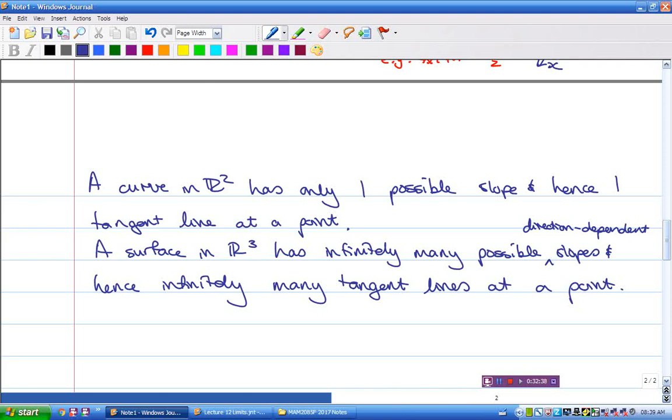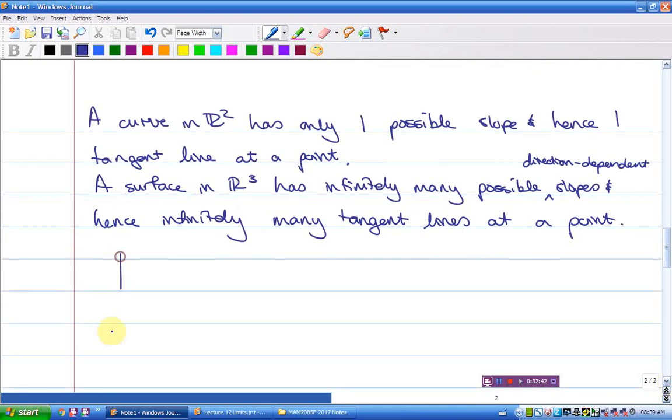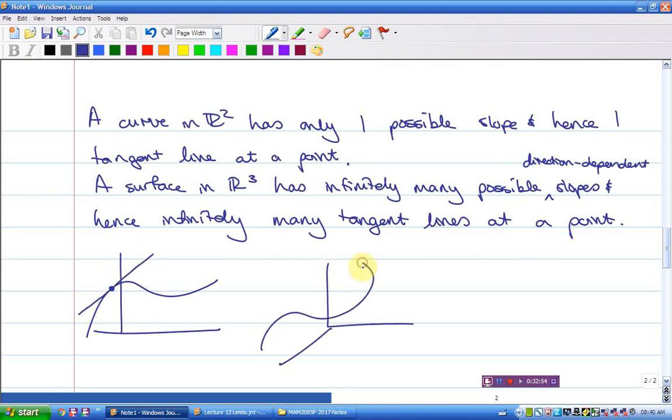Yeah, so for a curve, let's have a look. Let's say you have a good old-fashioned curve like that, like you had back in first year. At any one point, there's only one slope, only one tangent line. In 3D, if you have some sort of space curve, at one point there is still only one slope and only one tangent line. Your formal derivatives always assume the direction of increasing x, the direction of increasing y, so hence only one.